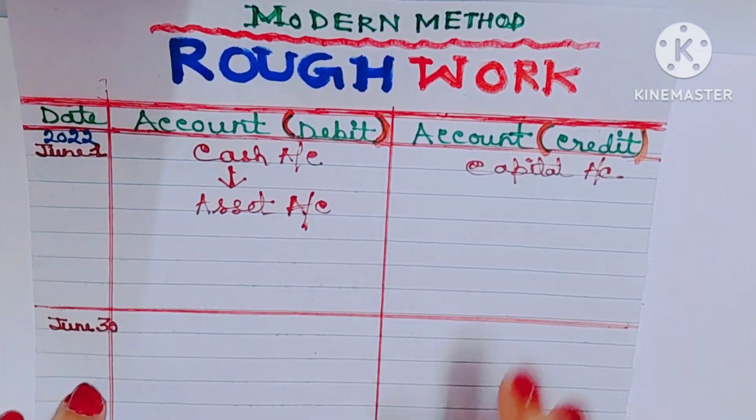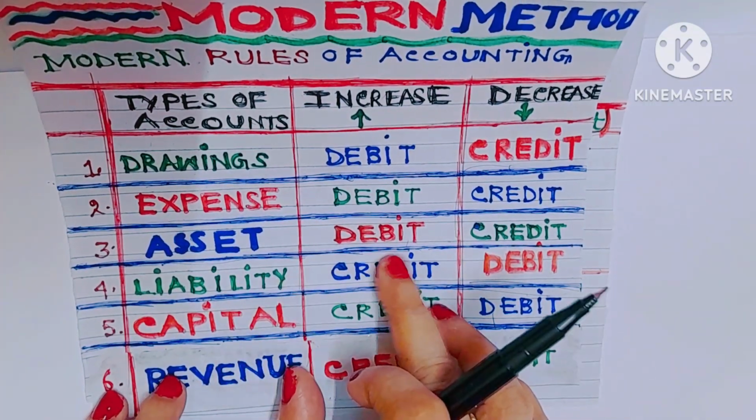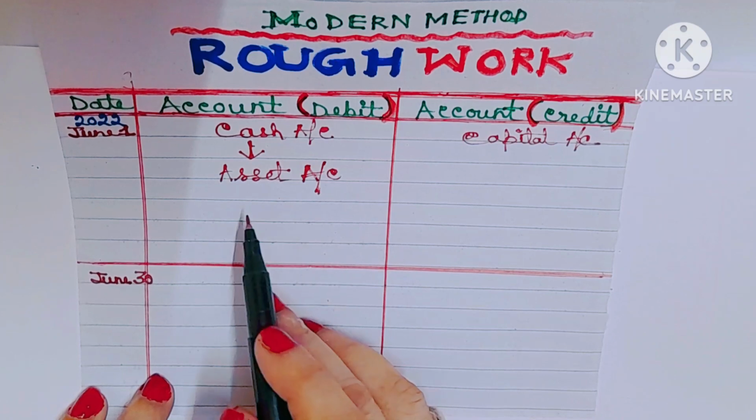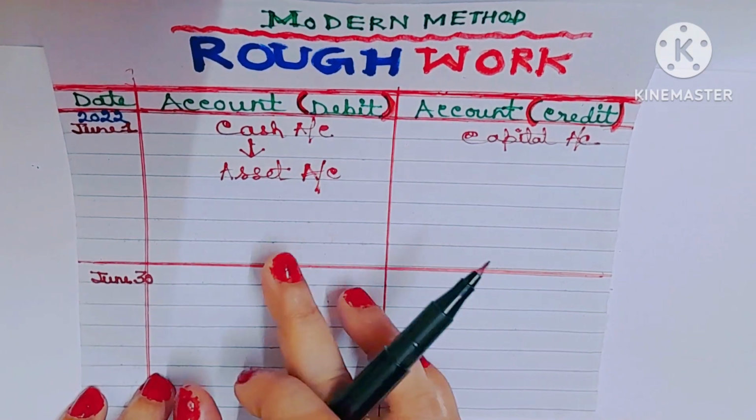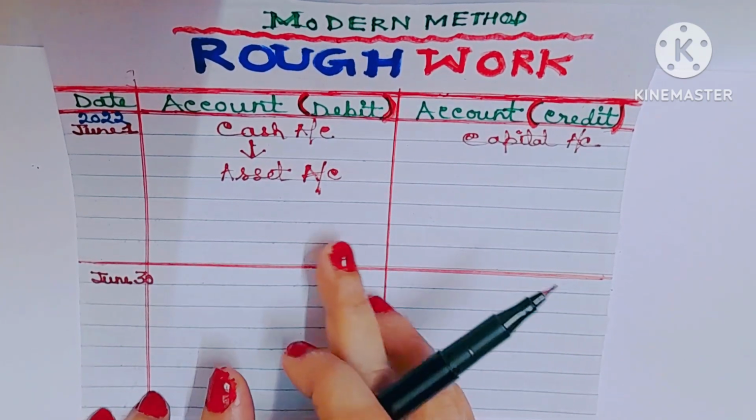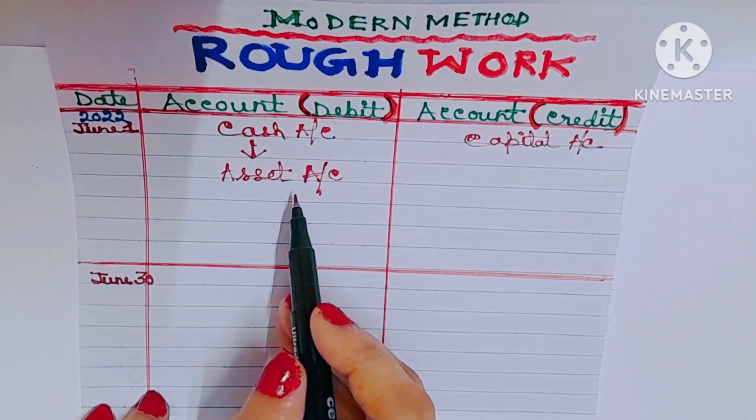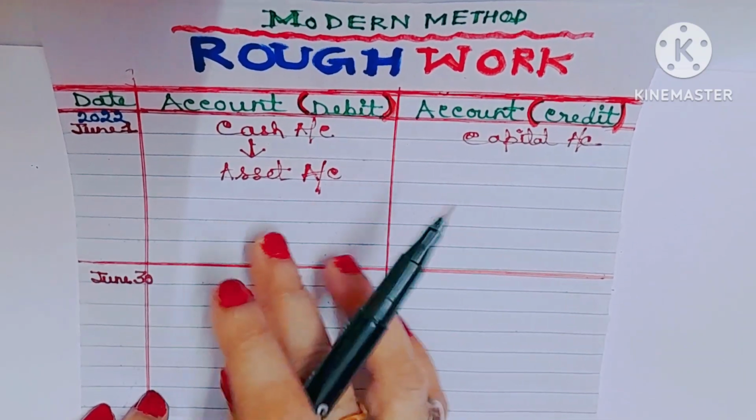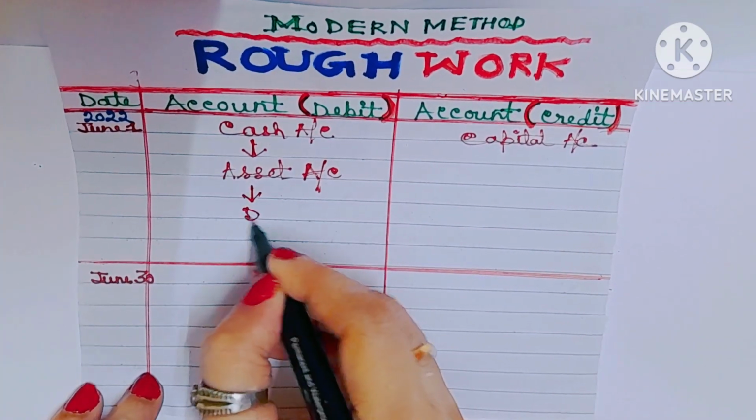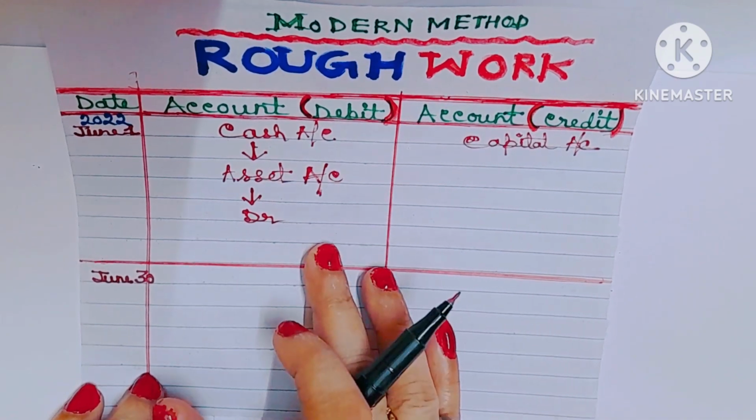Now let's see the modern method chart. If asset is increasing, it should be debited. So here, when Mamuni started business with cash rupees 6 lakhs, from the point of view of the business, cash comes into the business. So cash is increasing. Cash comes under asset account. According to the modern method, if asset account is increasing, it should be debited, because when cash comes into the business, cash is increasing. Understood? Let me show you again.